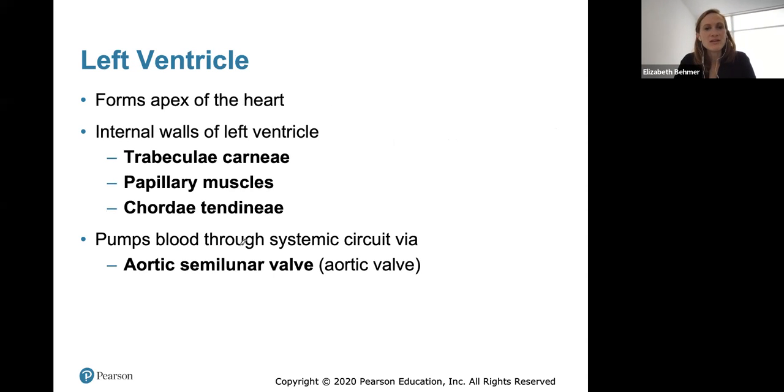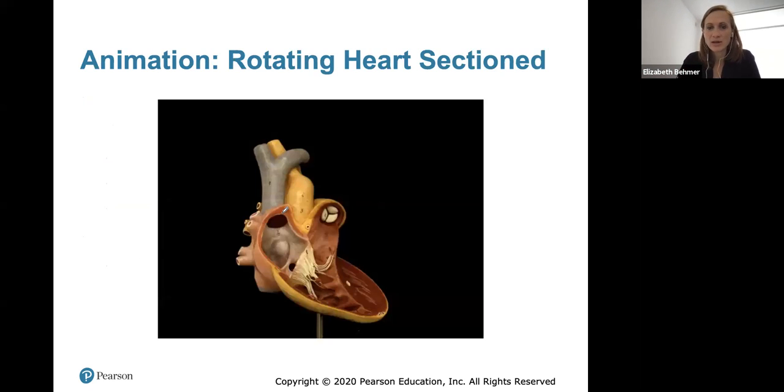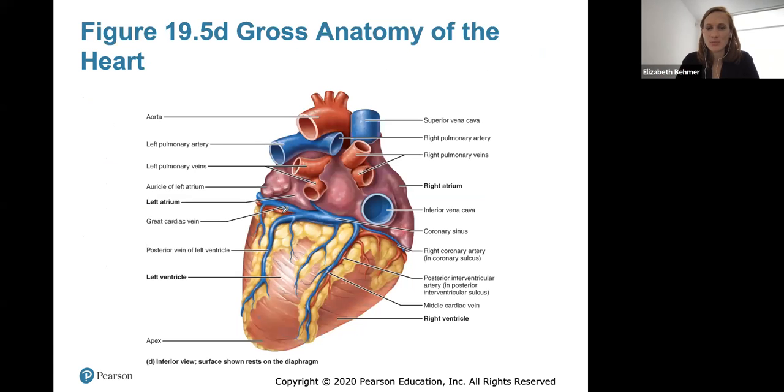The left ventricle then forms the apex of the heart. The internal walls of the left ventricle are very similar to the walls of the right ventricle. Papillary muscles connect to chordae tendineae, which are like heart strings that will connect to the valves. The left ventricle will pump blood through the systemic circuit via the aortic semilunar valve, or the valve opening, so that blood can go through the aorta. So again, these animations are great. Take a look at those to help your studying.